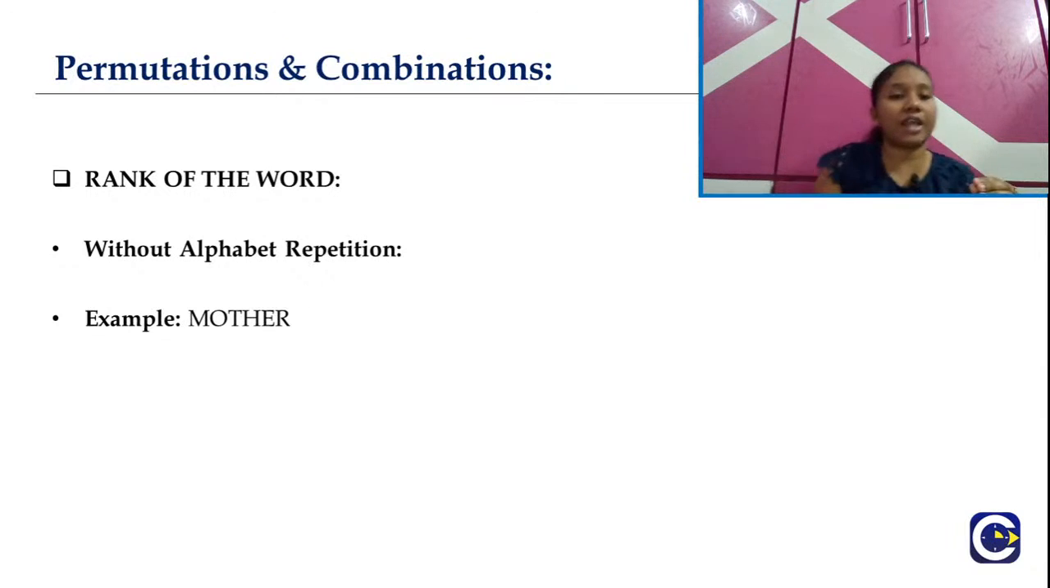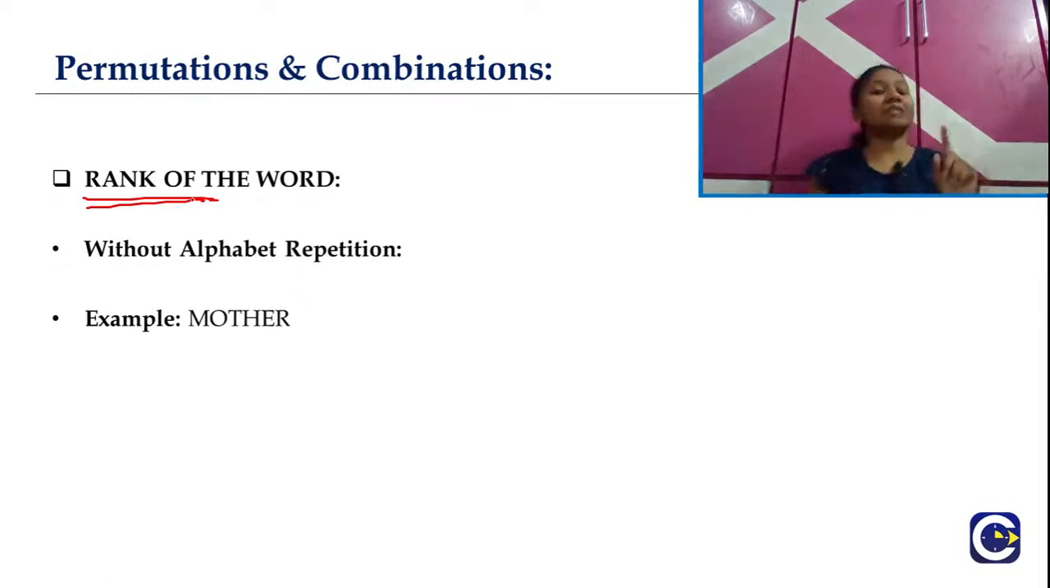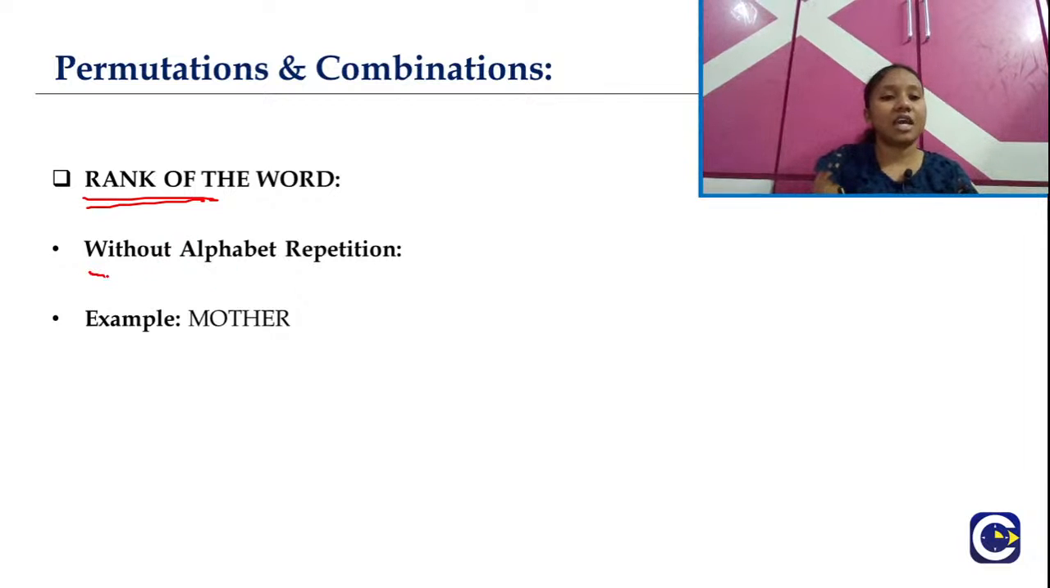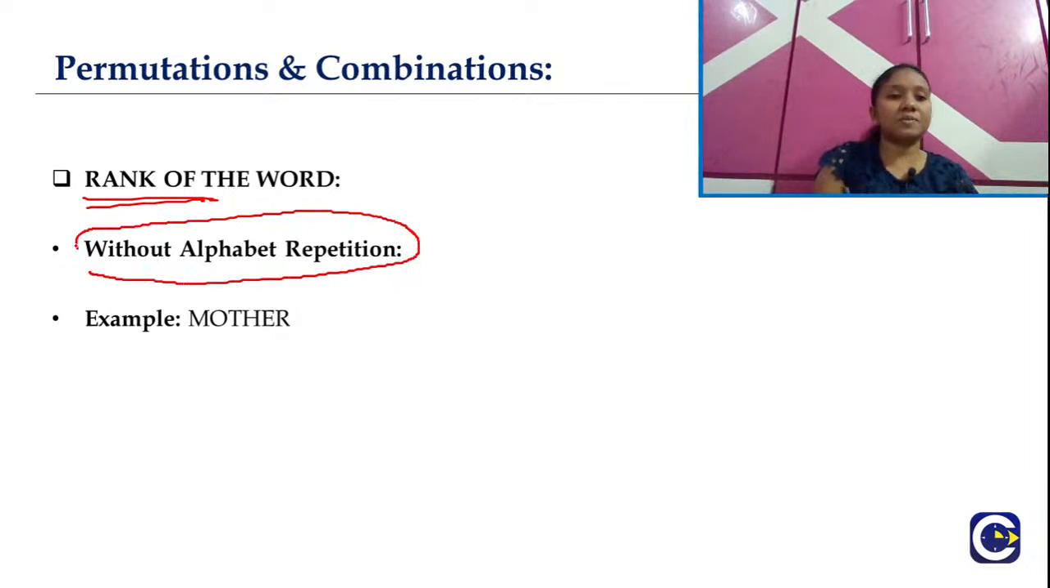So we are going to start with finding the rank of the word. Even in this rank of the word, we have two categories, which means two types. The first case is without alphabet repetition, which means whatever word we are trying to find the rank of, there should not be any repeated alphabet. There will not be any repeated letter in the given word. That will be the first case while trying to find the rank of the word. Here I have given an example.